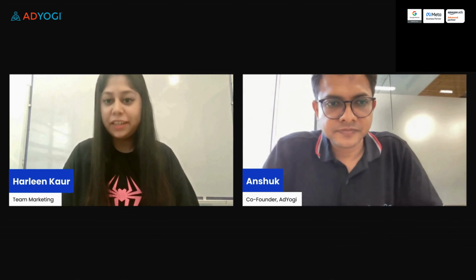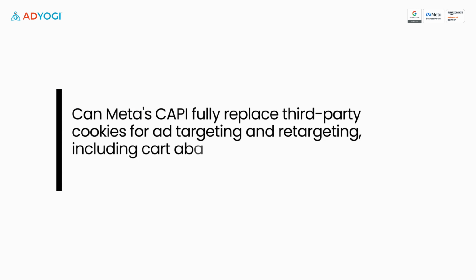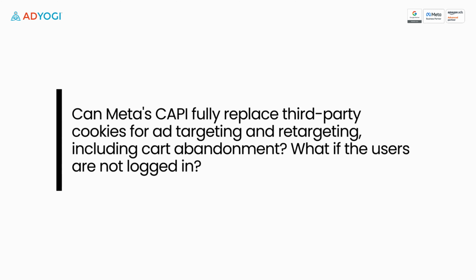Got it. It's pretty interesting. So, can Meta's CAPI completely replace third-party cookies in regards to ad targeting, retargeting, cart abandonment, and what if the users are not logged in?